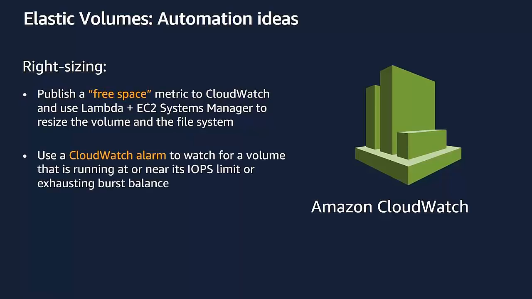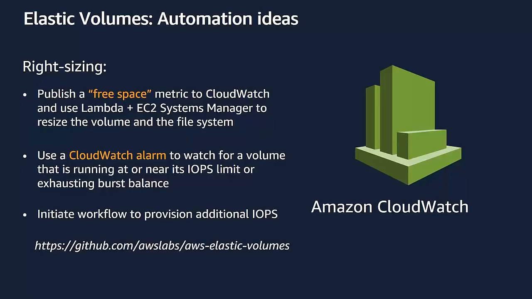You can use a CloudWatch alarm to monitor volume performance or burst balance and modify the volume accordingly. You can also initiate a workload to provision additional IOPS during times when higher performance is needed, say during a nightly database backup. Check out this GitHub site for automation ideas around elastic volumes.